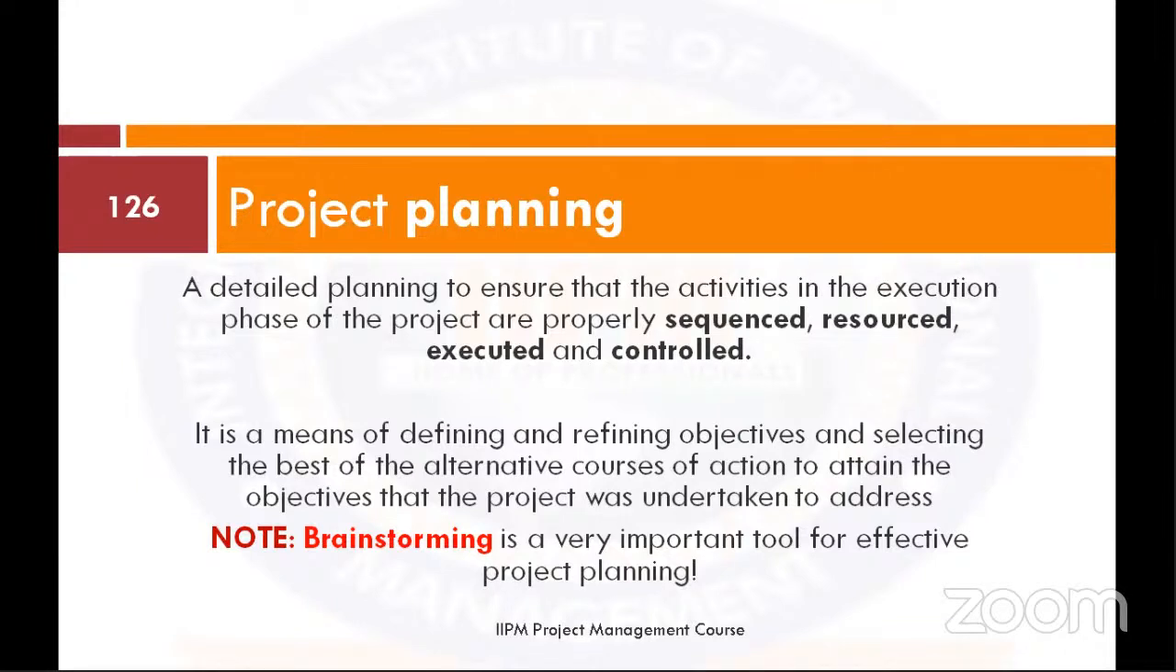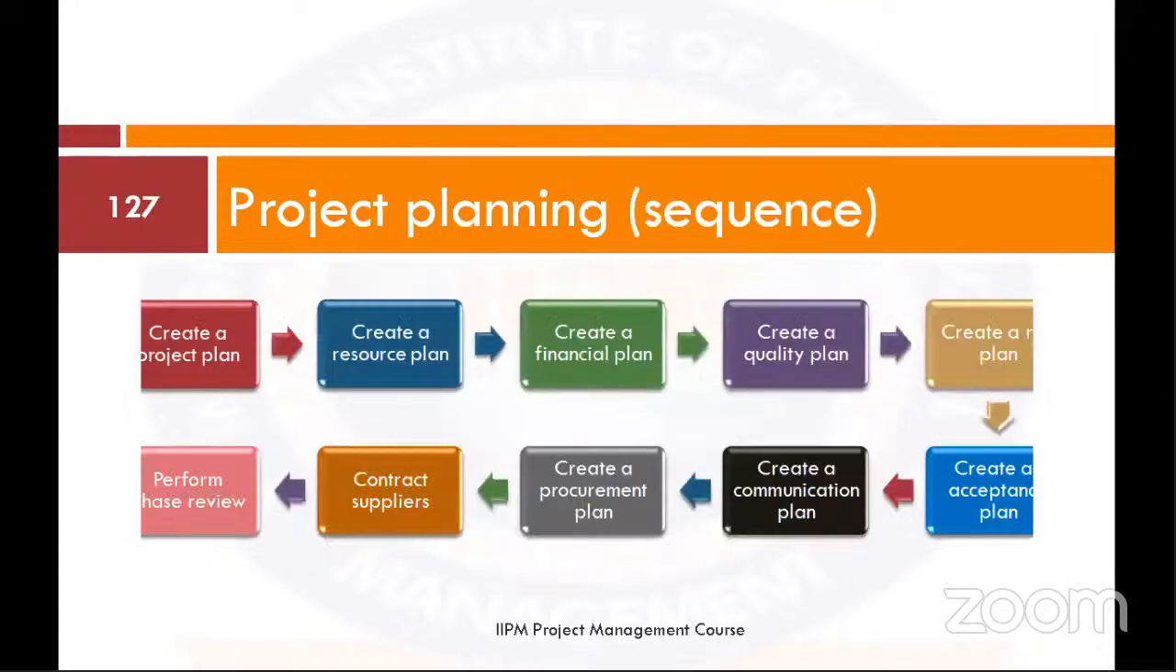So project planning is a detailed planning to ensure that activities in the execution phase of the project are properly sequenced, resourced, executed, and controlled. It is a means of defining and refining objectives and selecting the best of the alternative courses of action to attain the objectives that the project was undertaken to address. Note, brainstorming is a very important tool for effective project planning. That's why you will not have to do it alone.